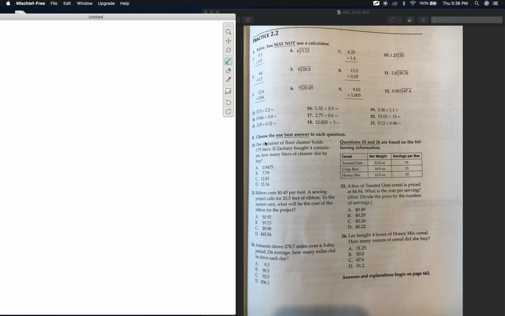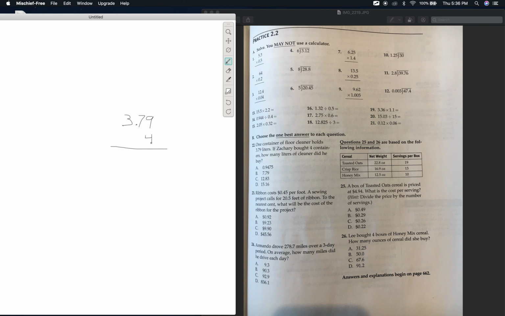Choose the one best answer to each question. One container of floor cleaner holds 3.79 liters. If Zachary bought 4 containers, how many liters of cleaner did he buy? So, we know that each container holds 3.79 liters. If Zachary bought 4, we multiply the 4 by the amount of liters in each one, and we'll get the answer.